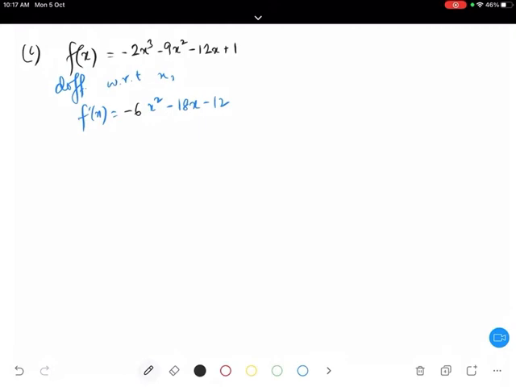So this is my f dash x. What can I take common? Let us take minus 6 common. If I take minus 6 common, what do I get? x square plus 3x plus 2, right?